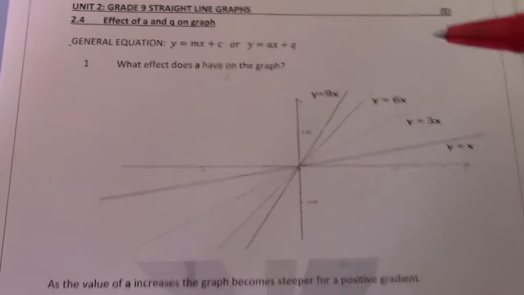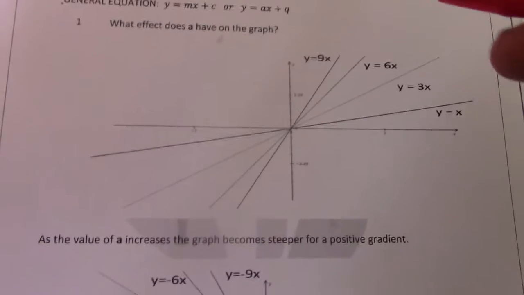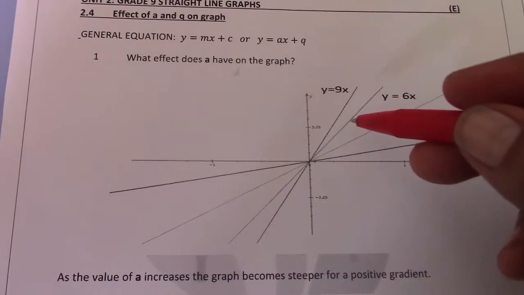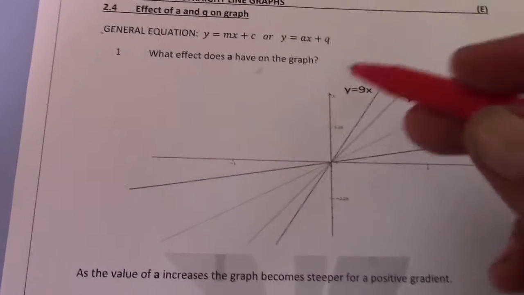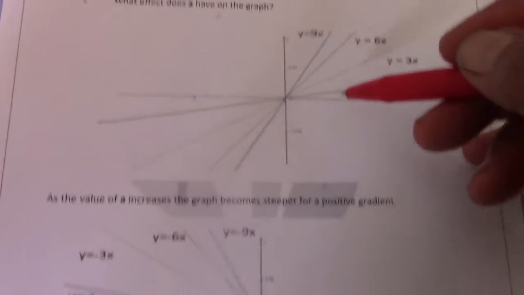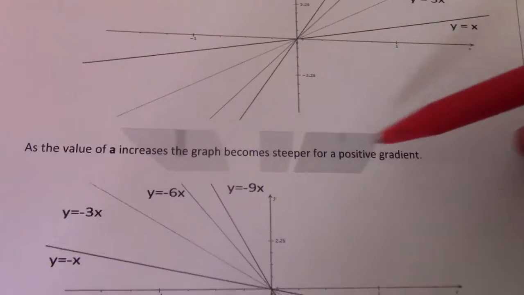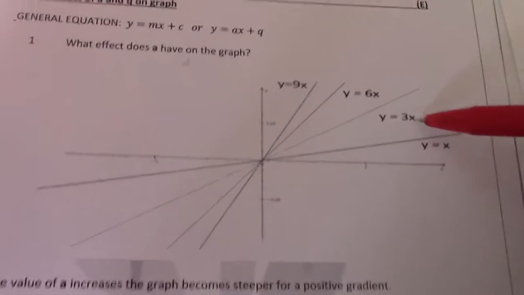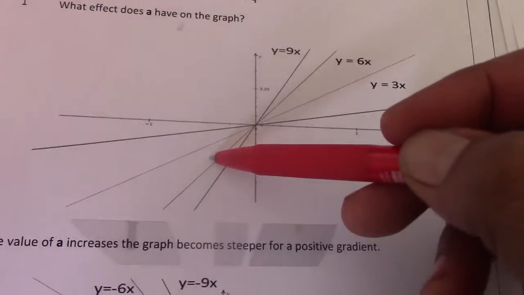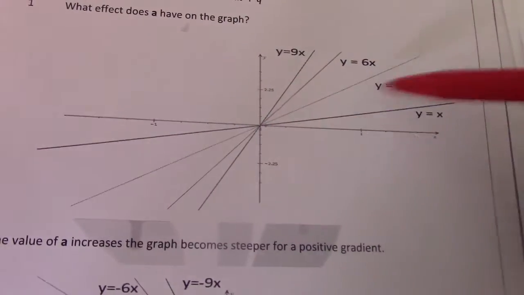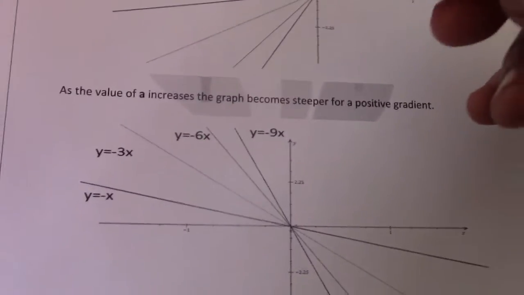So as a increases, the gradient of my graph gets bigger. In Afrikaans ook sê my helling raak groter. Right? So the gradient increases as a increases, provided a is positive. So as the value of a increases, the graph becomes steeper for positive gradient. See, all those graphs go from the first to the third quadrant, therefore they all have positive gradients.